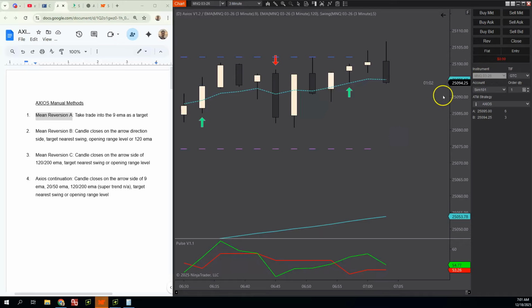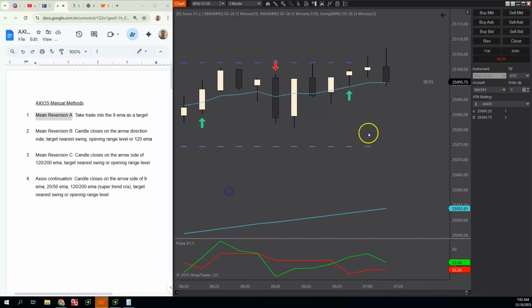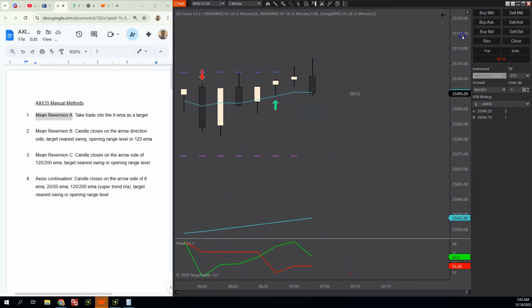Let me see if I can show you how we attach. Oh, here we go. Ah, too late. Let's see what happens with this candle. I guess it doesn't really matter.